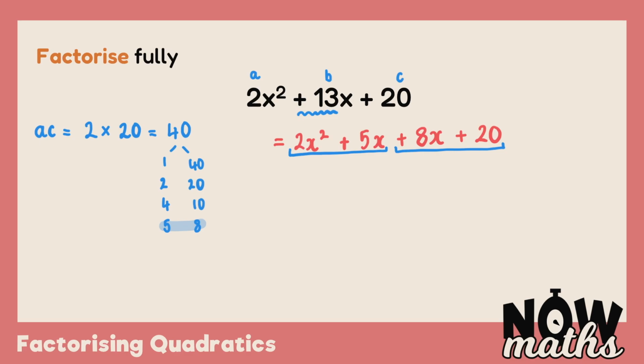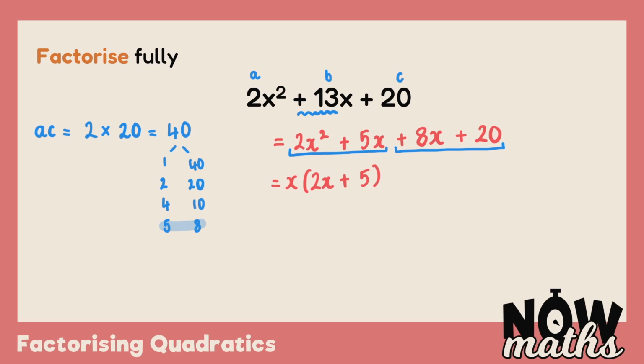So first of all, looking at just the first half of this quadratic, the highest common factor of 2x squared and 5x is just x. So we're going to take a factor of x to the front of our single bracket. Now, 2x squared divided by x is 2x, and 5x divided by x is 5. So that's the first half of our quadratic factorised.